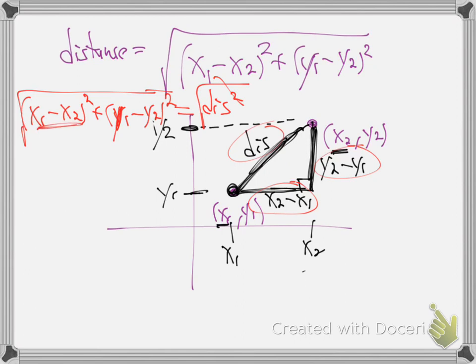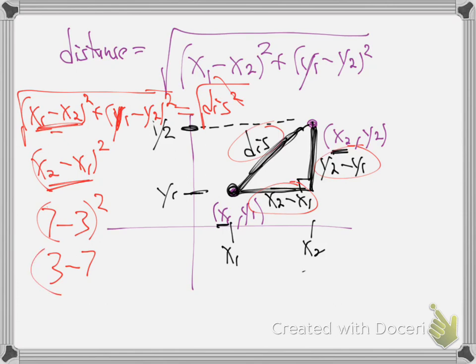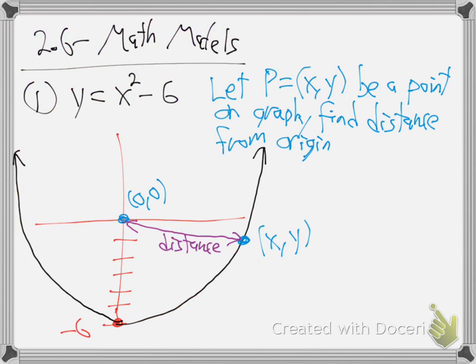Oh, and by the way, if I write x1 minus x2, that's no different than x2 minus x1. It's okay either way. Why are these the same? Because of the order of subtracting: 7 minus 3, or 3 minus 7, is just 4 or negative 4. It only makes a sign difference. And since you're squaring it, it's going to be negative 4 squared or positive 4 squared, which is 16 either way. So that's why the order doesn't matter. All right, so we have the distance formula. Let's go back.